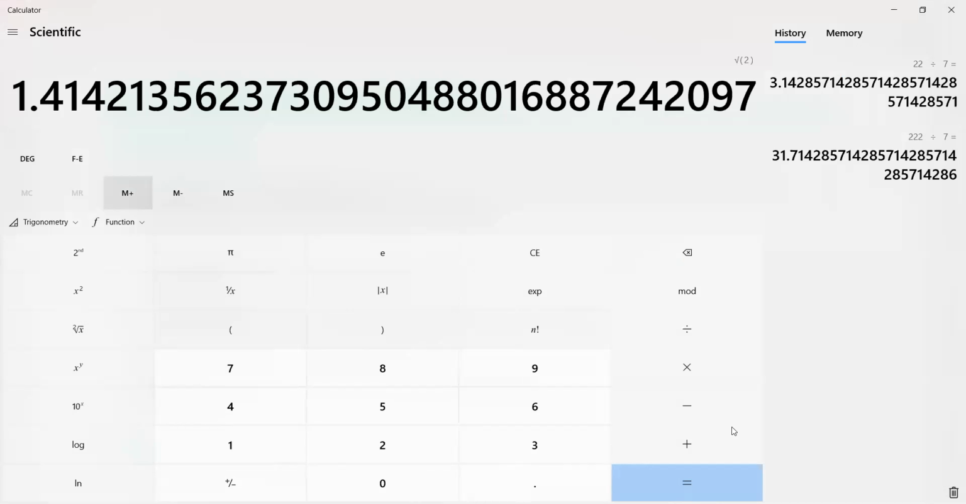Yeah, this is the square root of 2. Do you see any recurring pattern over here? No. There is no recurring pattern. That is why square root of 2 is an irrational number.